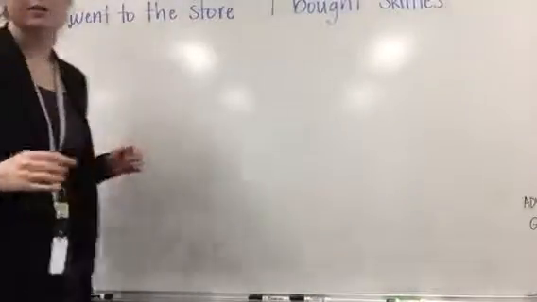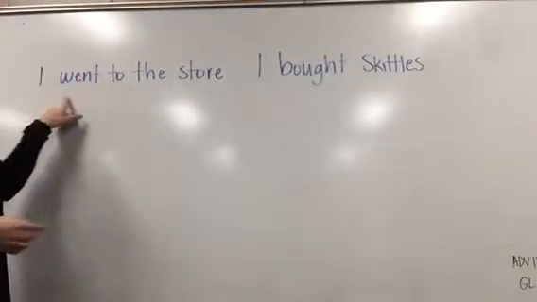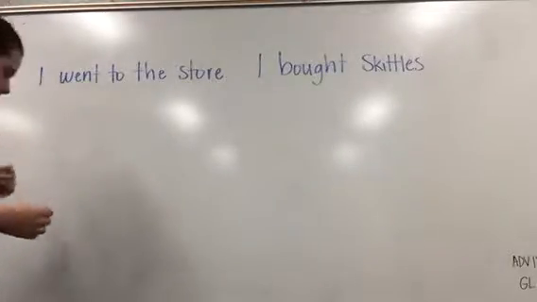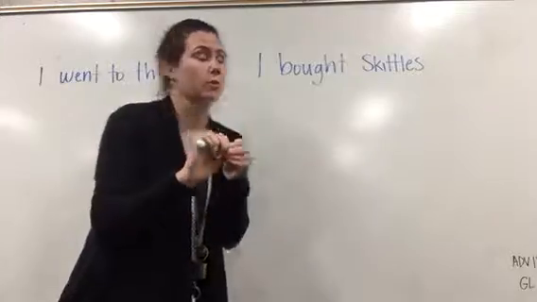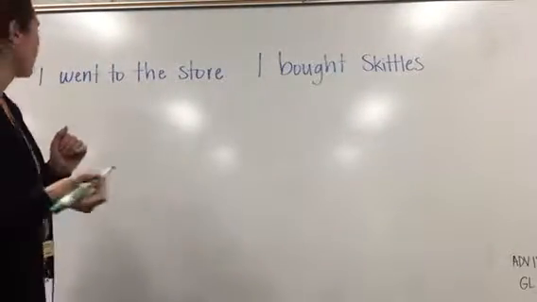All right, so we're talking about independent clauses here and joining them correctly. So if we look at this sentence right here, "I went to the store, I bought Skittles." We've got two independent clauses here, and we want to join them together in a different way. So the first part is figuring out where our two independent clauses are.